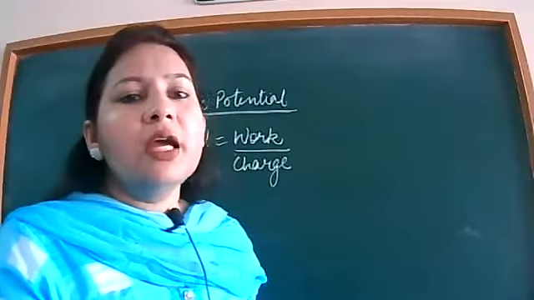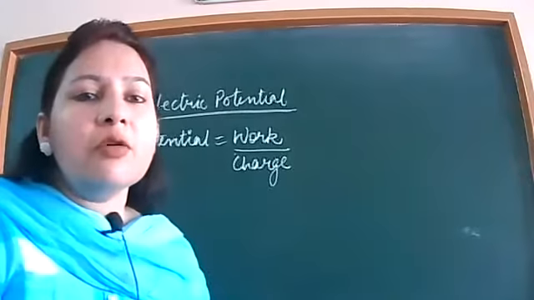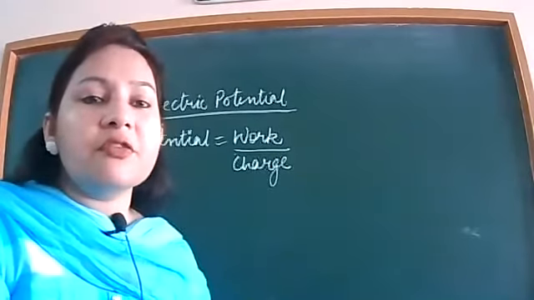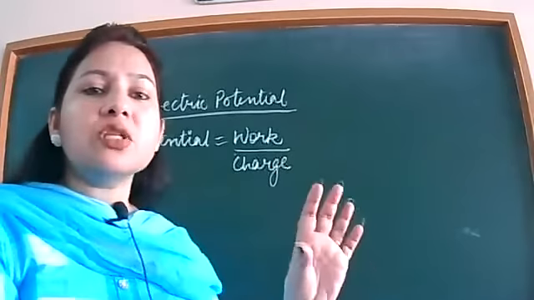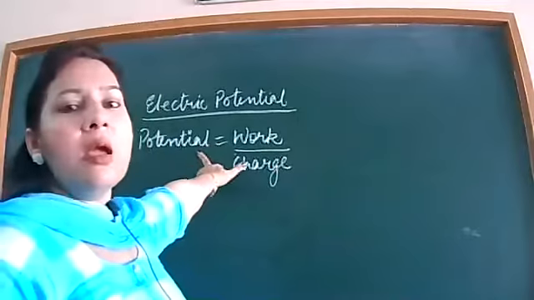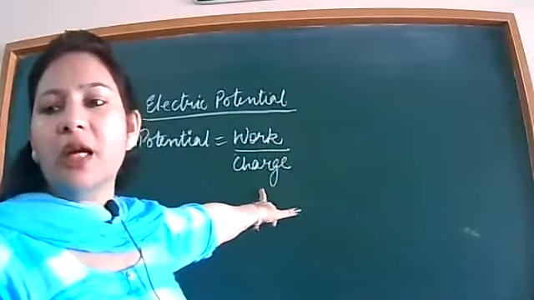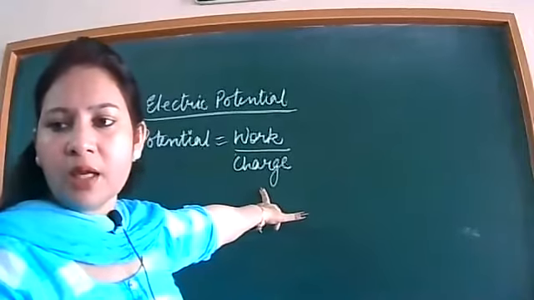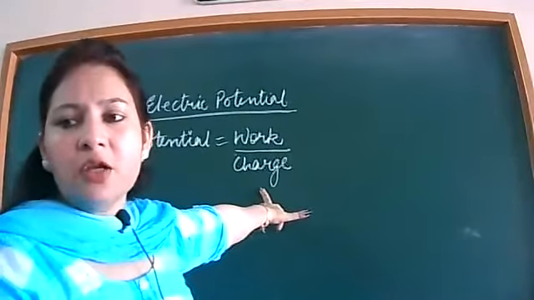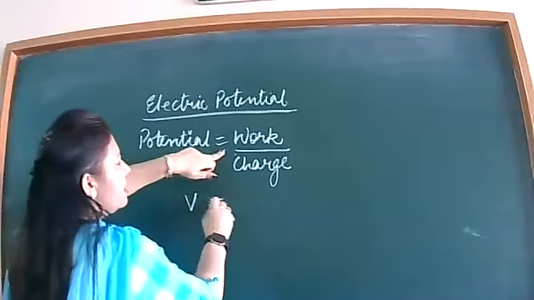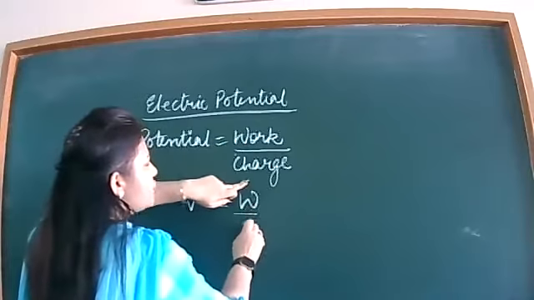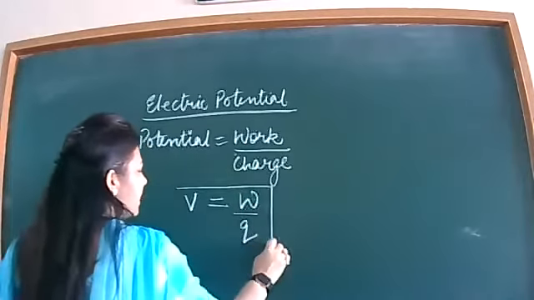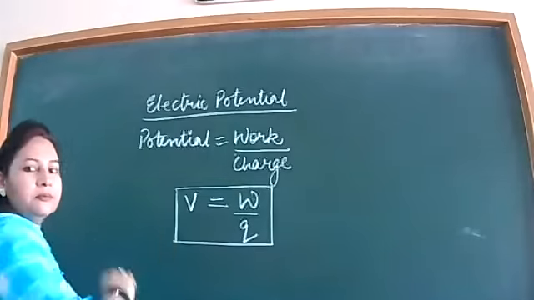So I repeat, electric potential is the amount of work done to bring unit positive charge from infinity to a certain point. So our formula will be: potential is work done per unit charge. In terms of symbols, the symbol of potential is V, work is W and charge is Q. So this becomes the formula of potential.